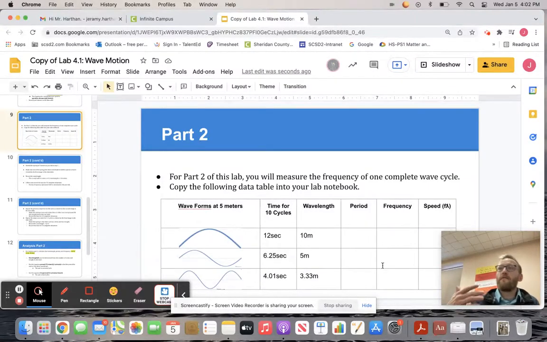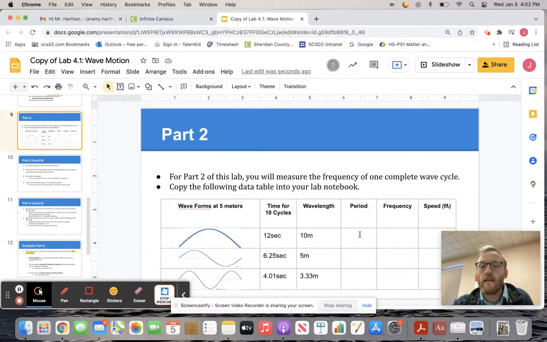Now, if you had been here, we would have seen the people as they were moving that spring back and forth. On the first one, it's kind of big and slow, right? And then as they went to the next one, it got a little faster. And then finally, the third one was even faster. So the period is basically how long it takes for one wave to happen, right?